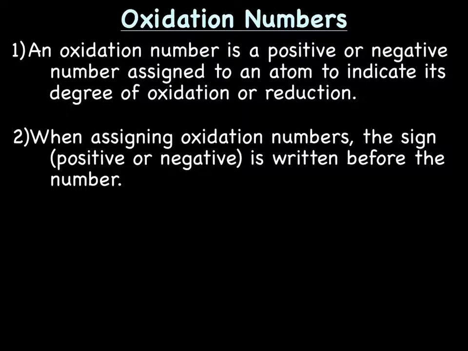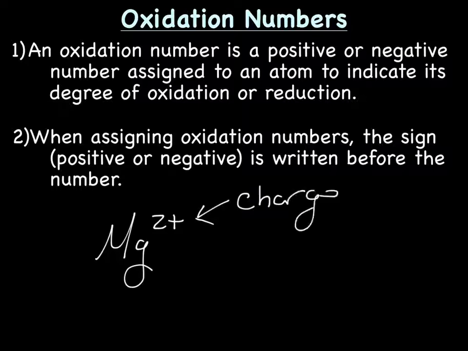Okay, so for example, Mg, if we were writing it as an ion, we'd be talking about it being 2+. But its oxidation number, so this would be its charge. That's how we've been writing charges. But if we were going to be talking about its oxidation number, we would write it as Mg +2.